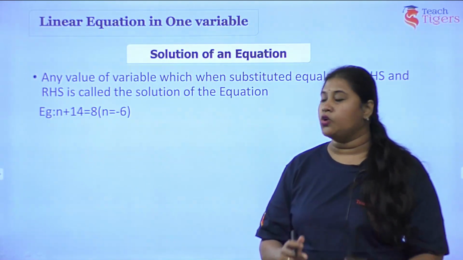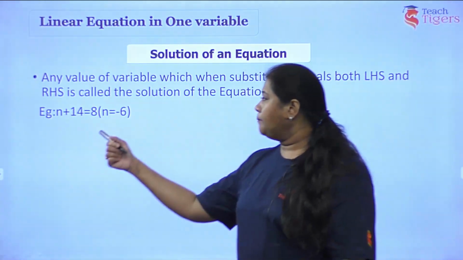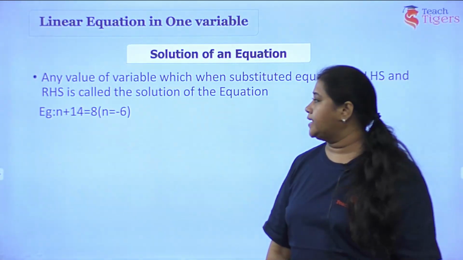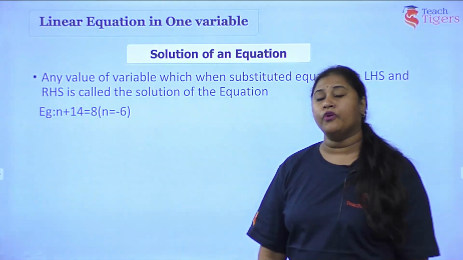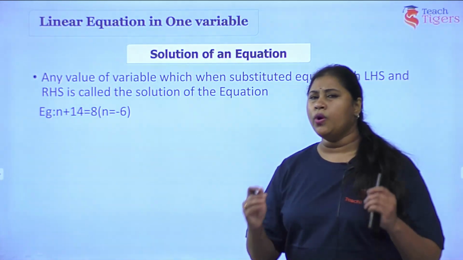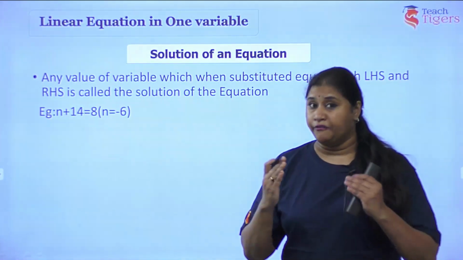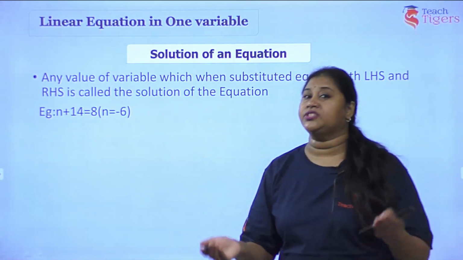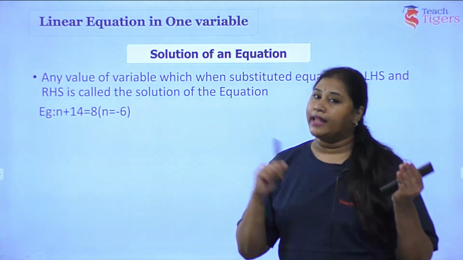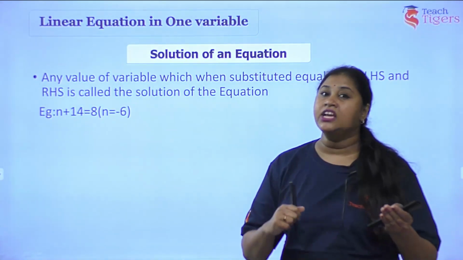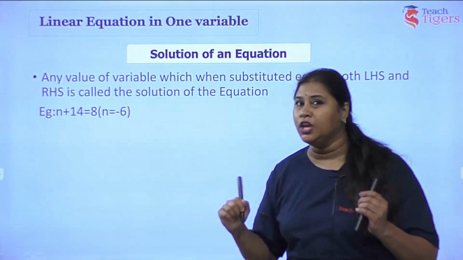Now let's check it out with an example. I have an example, n plus 14 is equals to 8. Check it for n is equals to minus 6. So what does it mean? We're going to substitute minus 6 in the given equation and we'll see whether LHS and RHS are equal. If they're equal, that means that minus 6 is the solution of the given equation. Okay?